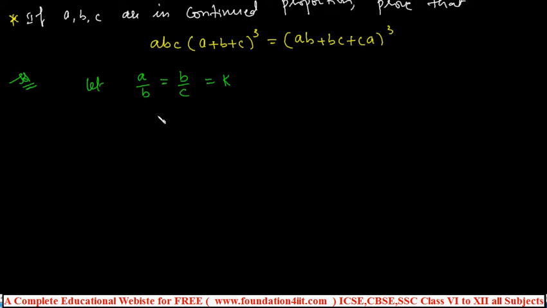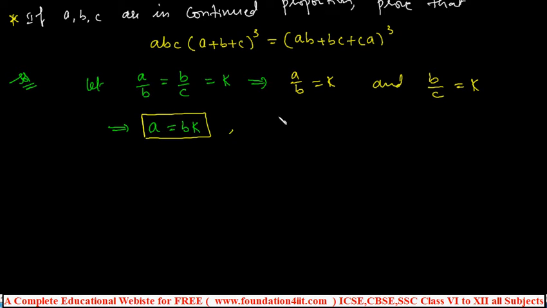Using this, find the A value and B value in terms of K. A by B is equal to K, and similarly B by C is also equal to K. So if A by B is equal to K, then A is equal to BK. This is one. And from B by C equal to K, B is equal to CK. A is equal to BK and B is equal to CK.